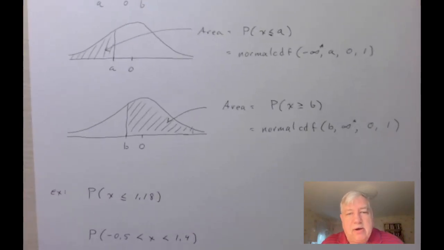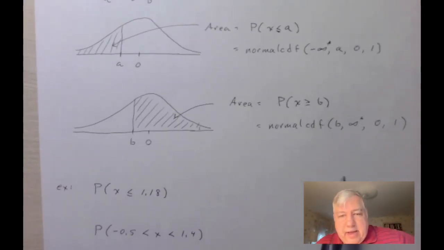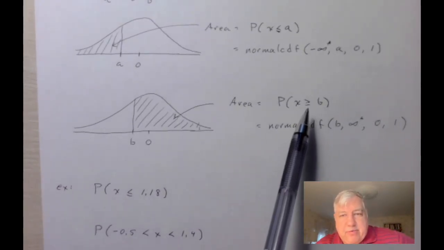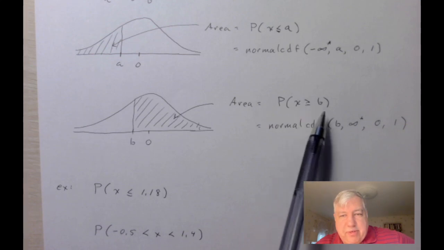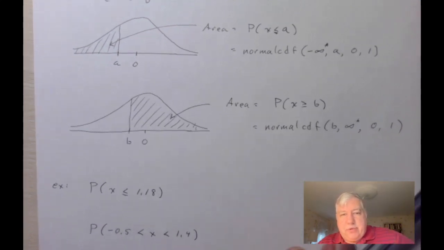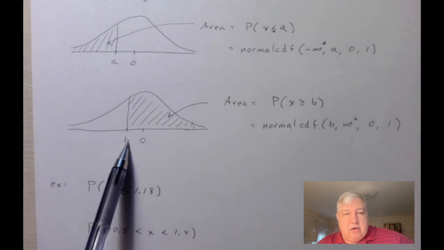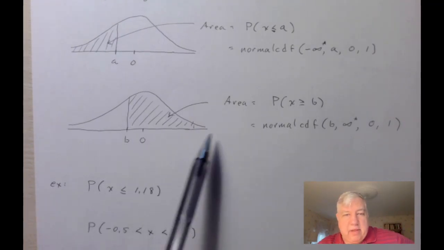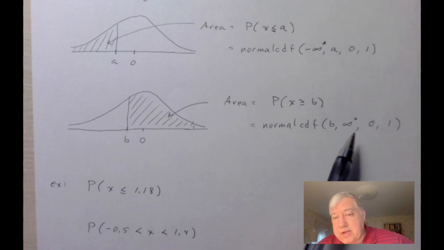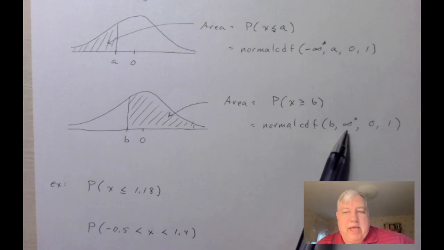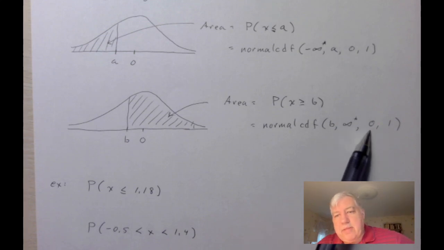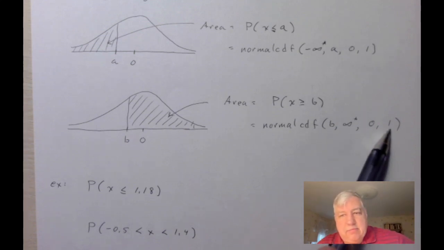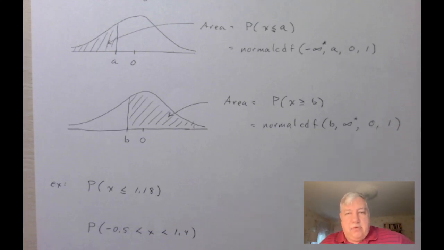Similarly, if we want to talk about the probability that x is greater than or equal to a number, or just greater than a number, we use this. In this case, our left endpoint is b, and then our right endpoint would be positive infinity. And you can replace that with 10,000 or some big number like that. It won't matter. And then 0 is the mean, and 1 is the standard deviation. Again, this is for the standard normal distribution.